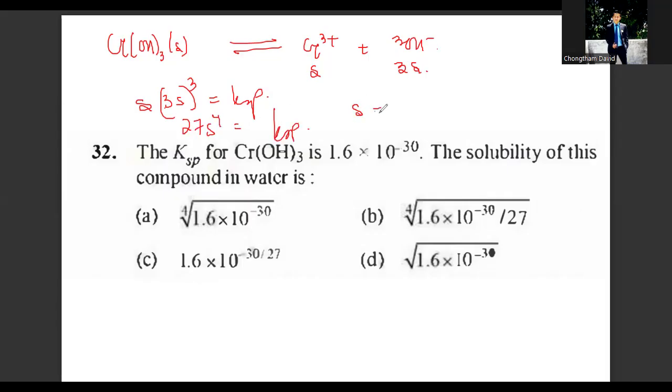So what would be the answer? S would be Ksp divided by 27, to the power 1 by 4. So substitute the values, 10 to the power minus 30 by 27, to the power 1 by 4. We need not calculate further because it is already there in the question. B is the answer for this question.